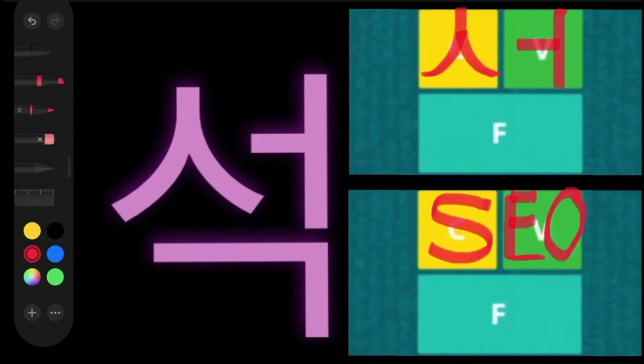The third letter is a K sound, and in English we would call it a K. Seok.